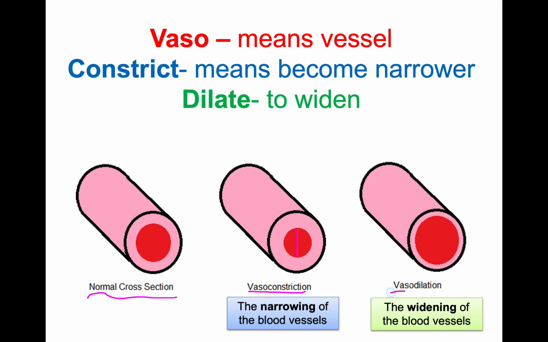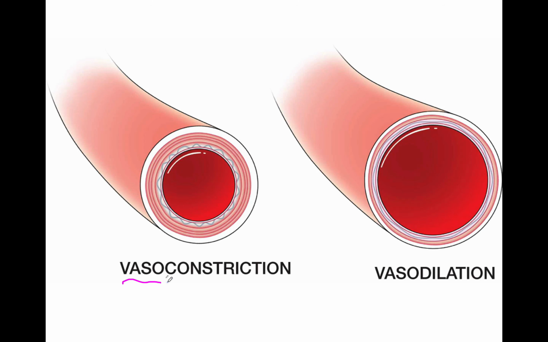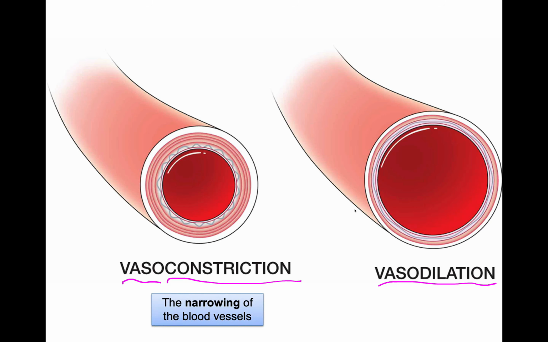And when we speak about vasodilation, look at what happens here. You'll find that this area here now has become much wider. It dilated. Okay? So this is what we need to understand when we speak about vasoconstriction and vasodilation. So if we look at the words vasoconstriction and vasodilation, what do they refer to? Vasoconstriction is the narrowing of the blood vessels or the constriction of the blood vessels, while vasodilation refers to the widening or the dilation of the blood vessels.